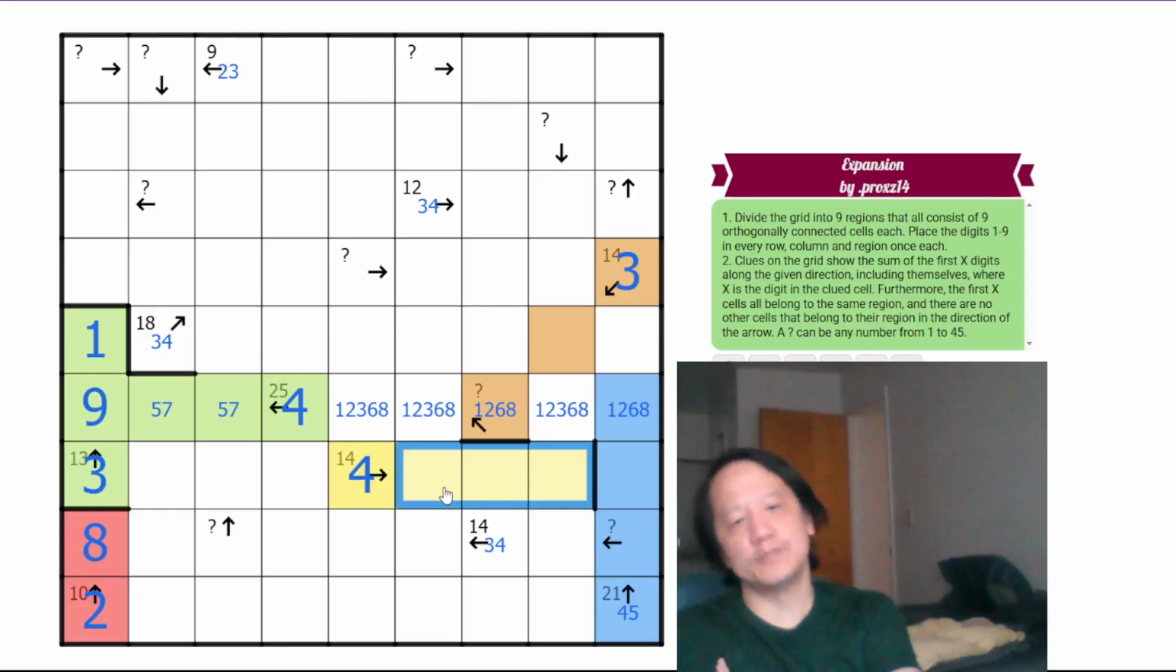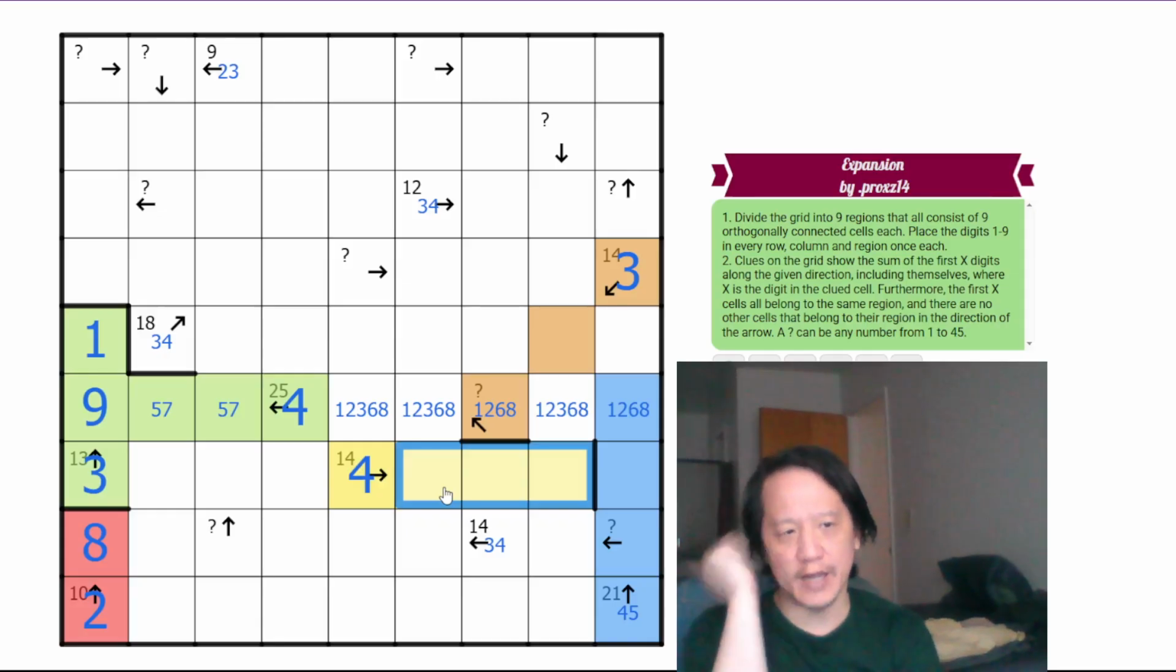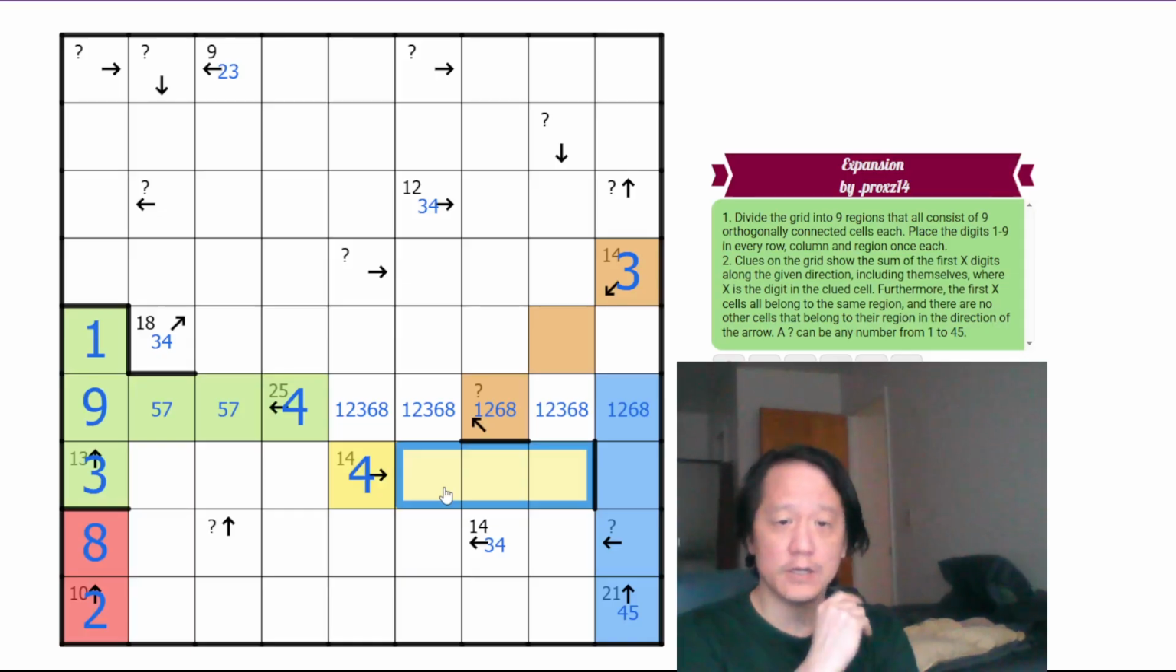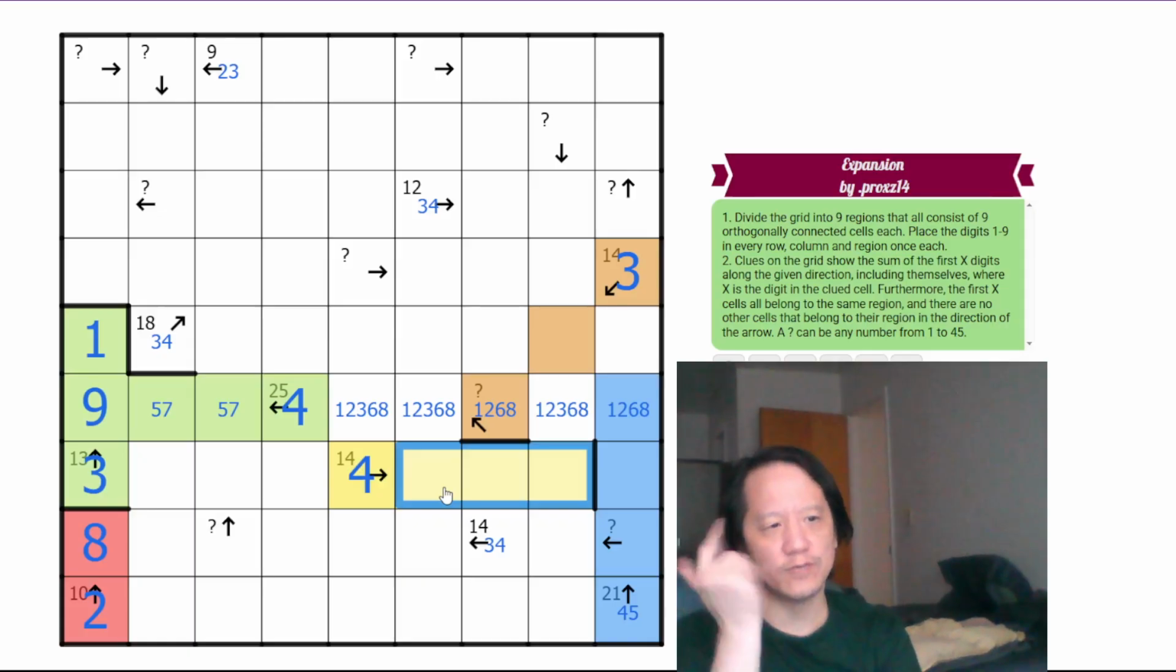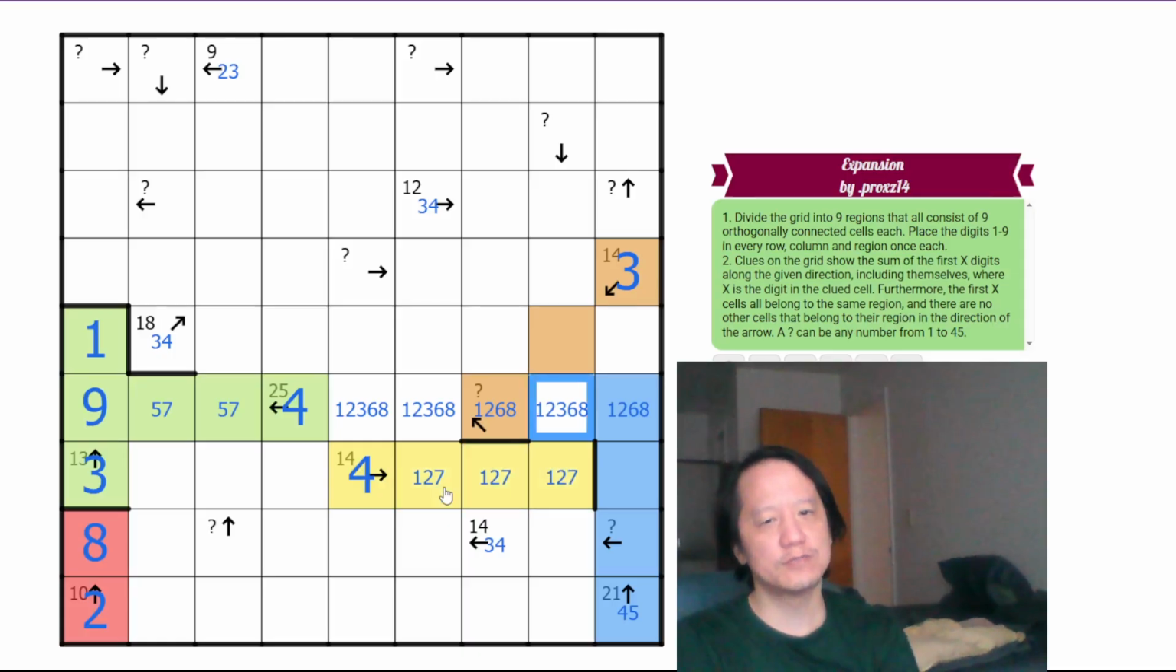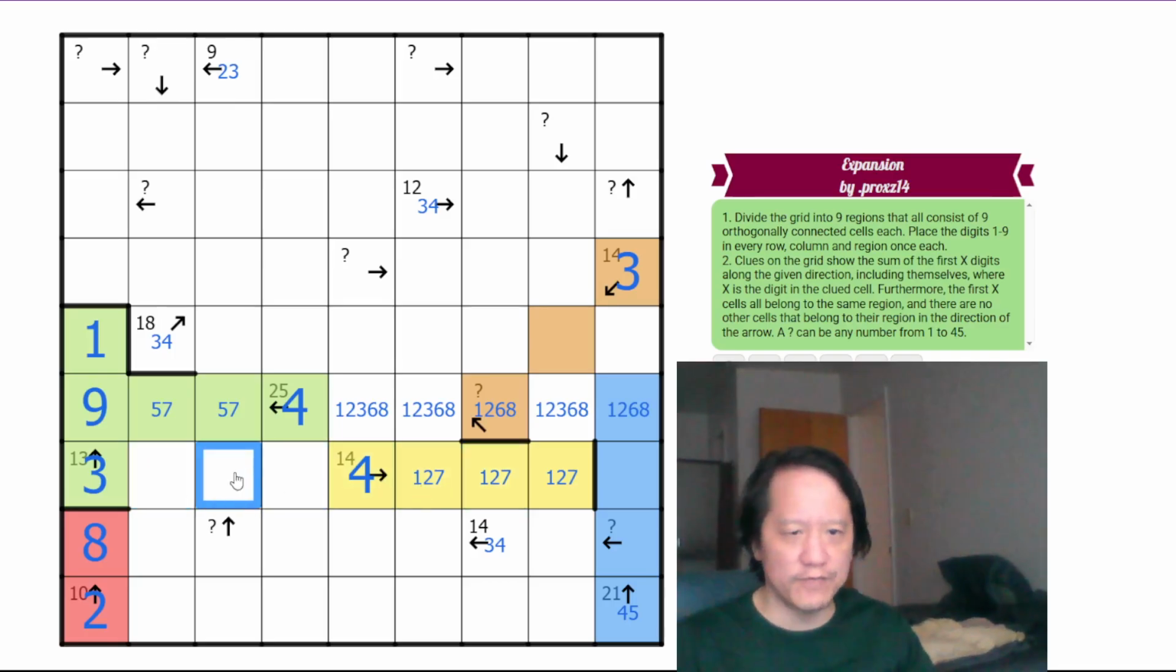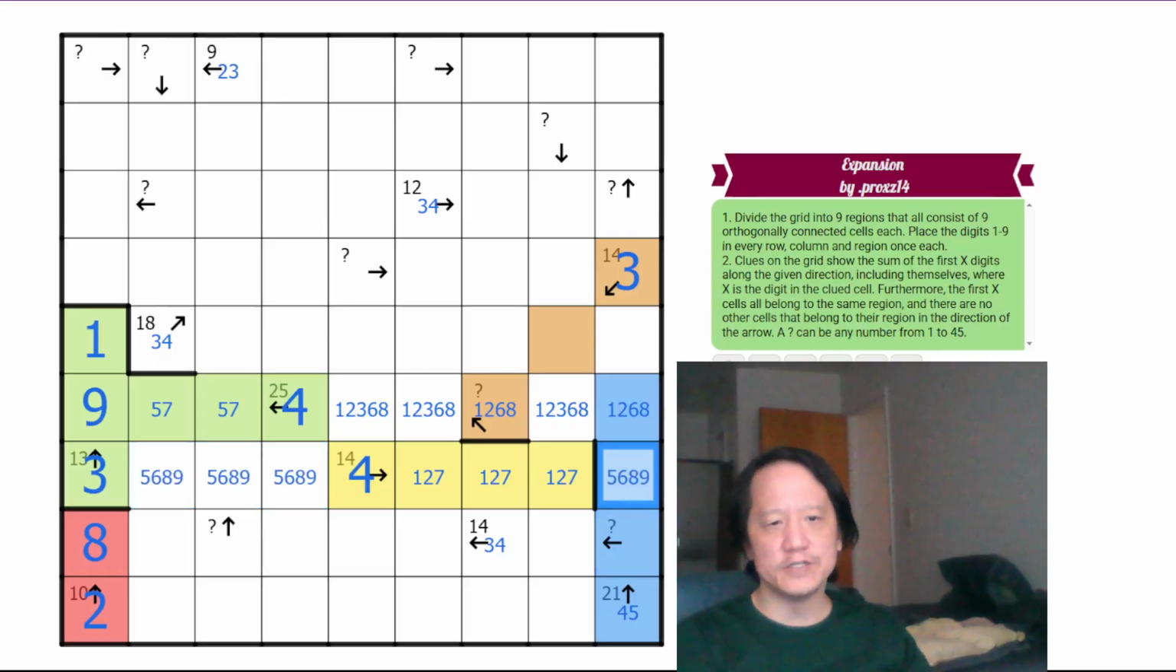Remaining digits add up to 10 without 3 and 4 available in the yellow region. So I think it has to be 127. 14 minus 4 is 10, right? You would have normally 127, 136, 145, or 235, but 3 and 4 eliminate everything but 127. Okay, so that's 127, which eliminates 127 in the rest of the row. So we have 5, 6, 8, and 9 left. Remaining digits in row 7. Okay.